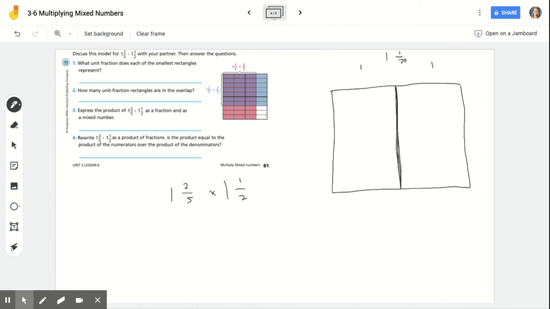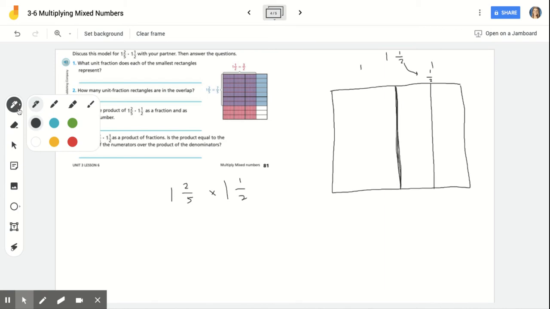Let's start off with this 1/2. How do we shade in what 1/2 of this one whole is? So do a little arrow and do a 1/2. Half of one whole. Let's look at our denominator. Our denominator's 2, so we're going to split it up into two parts.